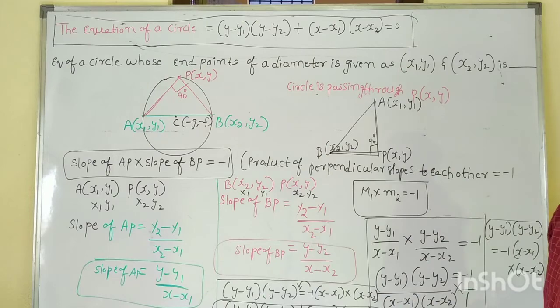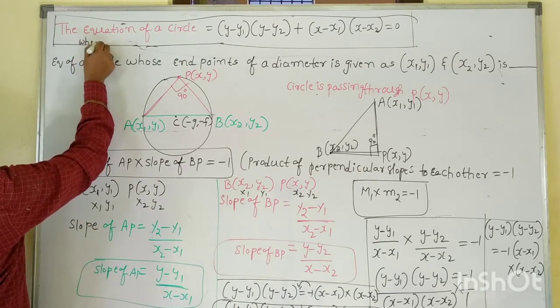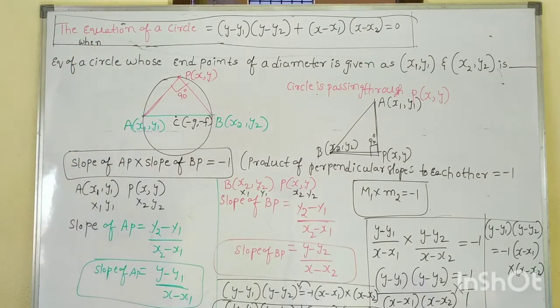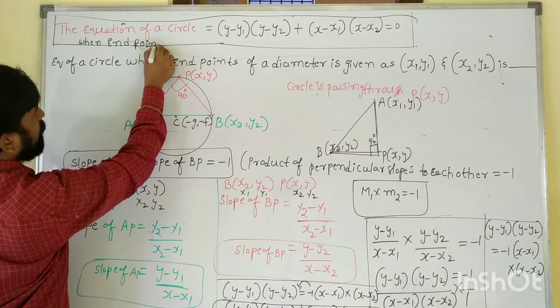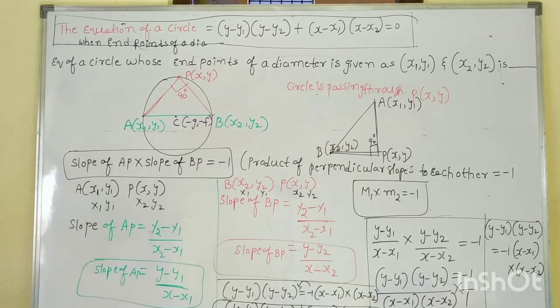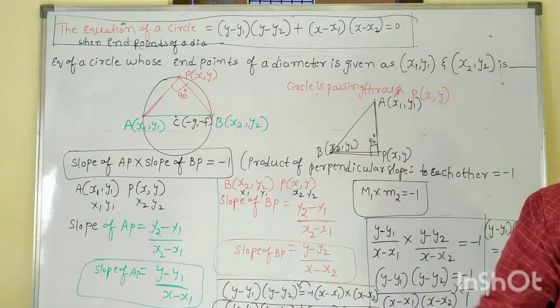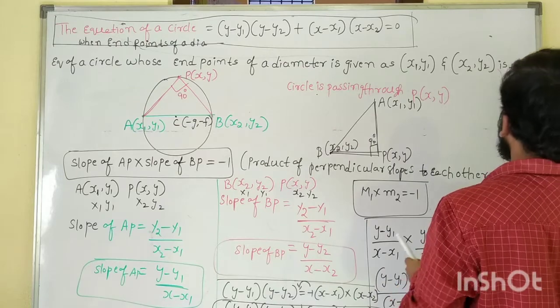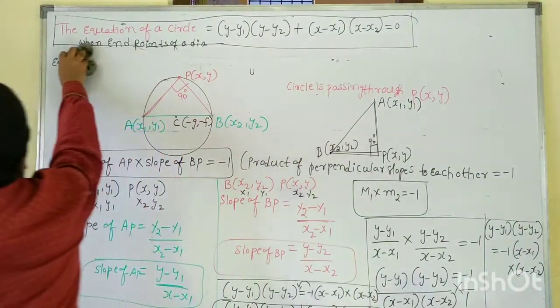Now, the equation of a circle when the endpoints of a diameter are given. The equation of the circle whose endpoints of diameter are given as (x1, y1) and (x2, y2) is given by the formula.